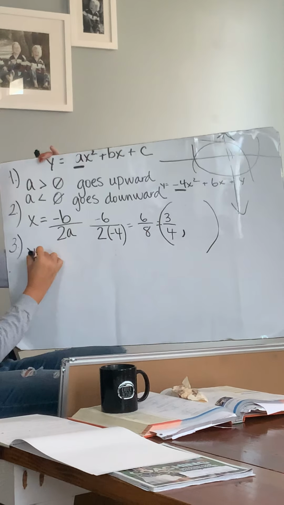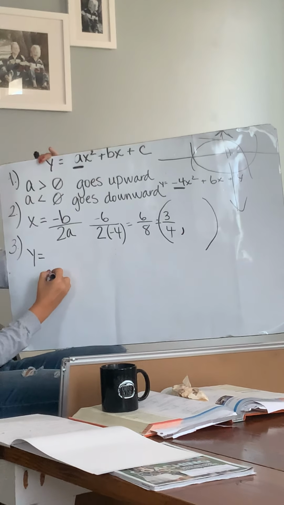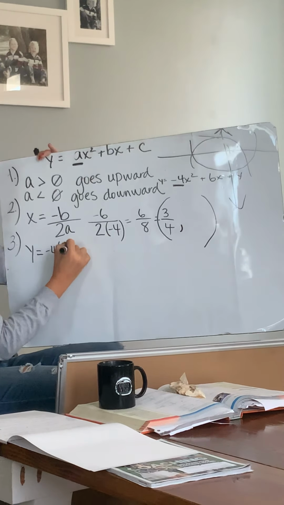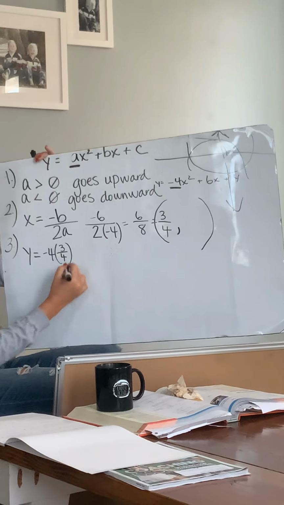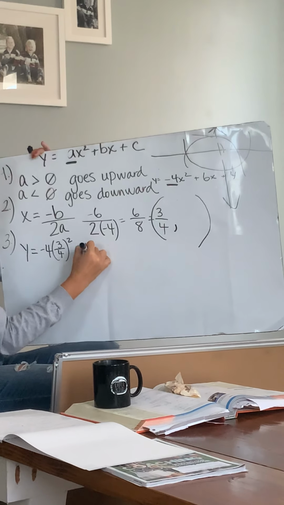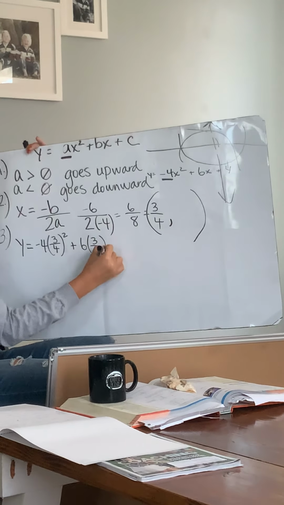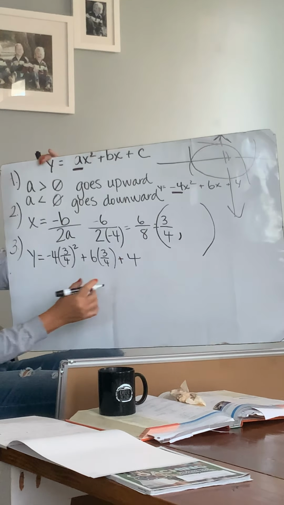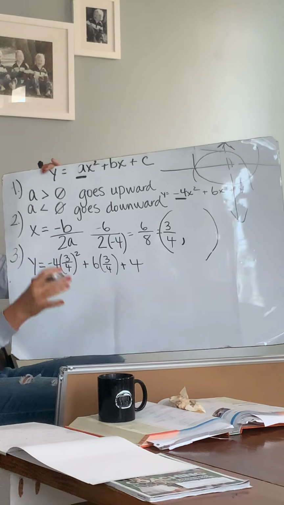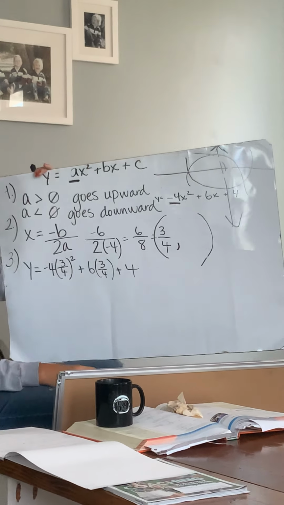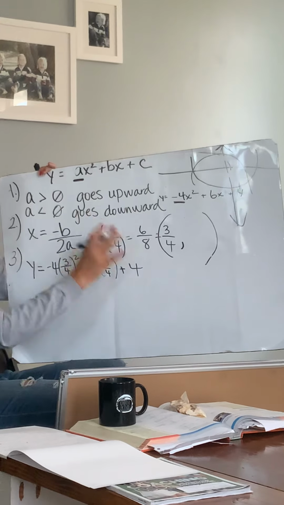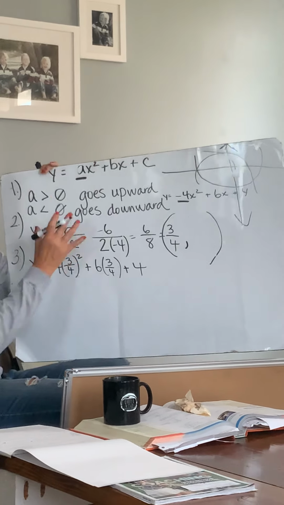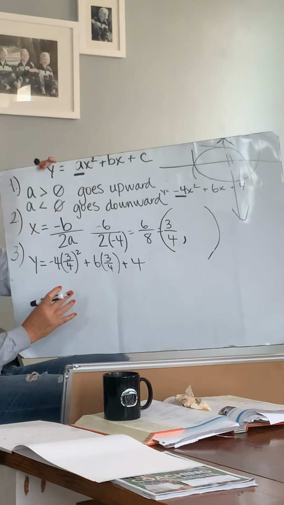So you're going to input 3/4 wherever you see an x. So y equals negative 4 times 3/4, okay, squared, plus 6 times 3/4 plus 4. When you figure all of that out, that would be your y value, which would go in here. That's your vertex, okay? We'll get to graphing in a few minutes, okay? Just want to show you what we're doing here. So you have to go in this order, all right? This is the order you must solve every parabola, okay?